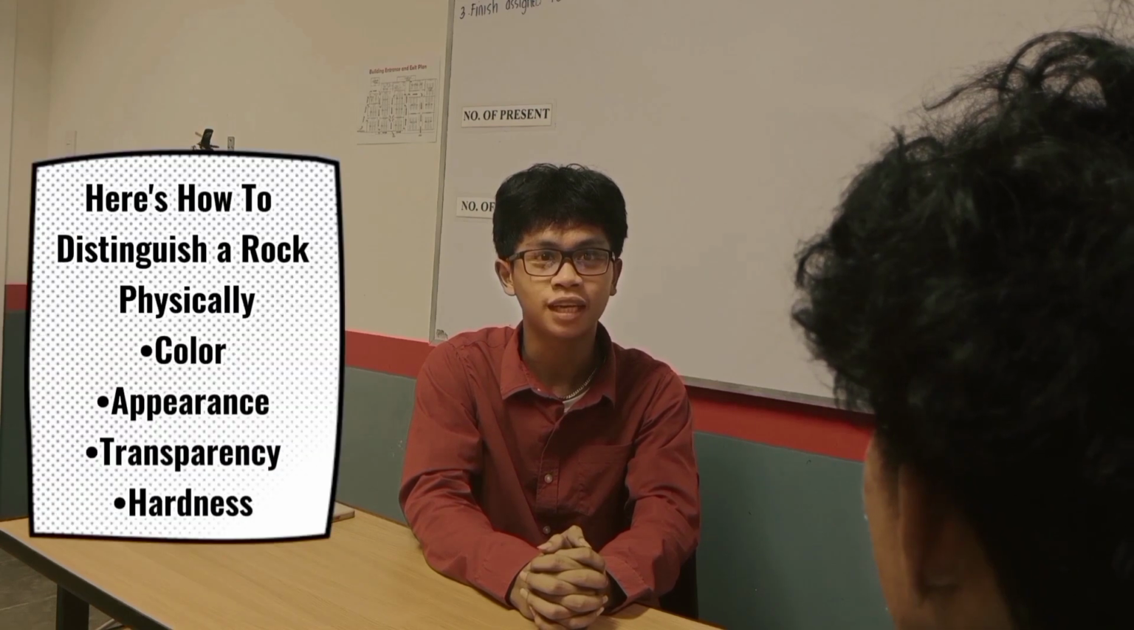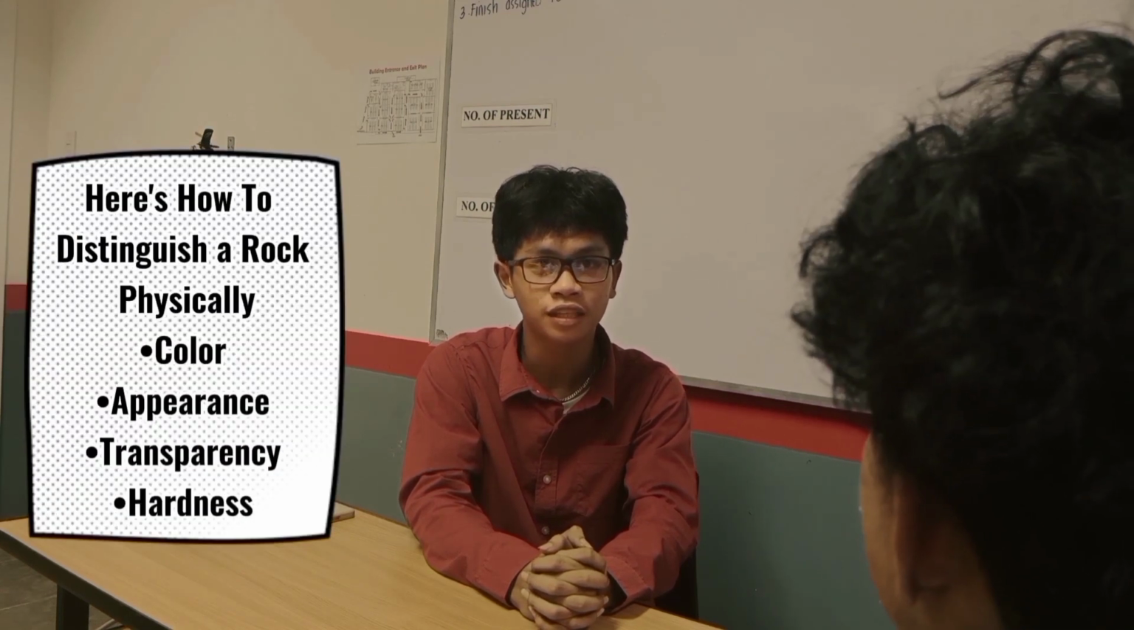How can you define rocks by their properties? Here's how you can distinguish a rock by its physical properties. You can distinguish a rock physically by its color, appearance, transparency, and hardness. So color is how the mineral or rock reflects in my eyes. Appearance is like basing the texture of other things. Transparency is like can you see through it or not. And hardness, which explains the word itself, is how hard it is. Did I elaborate it right?